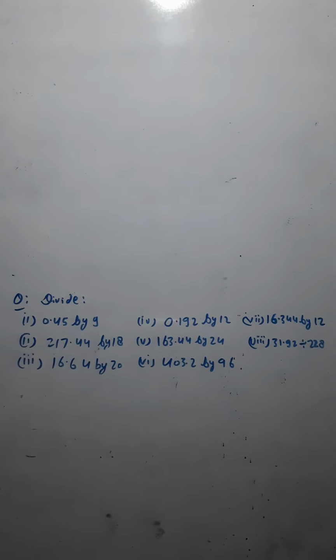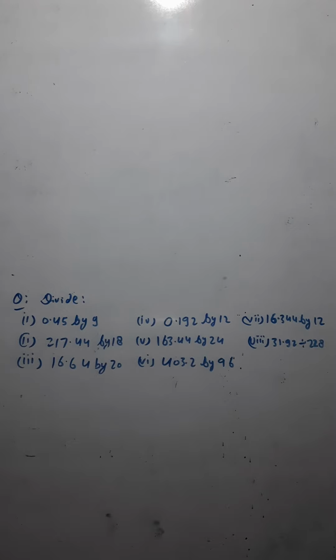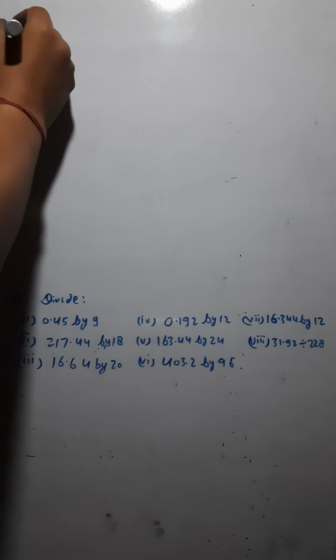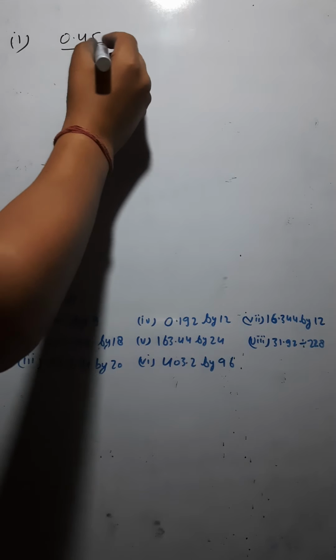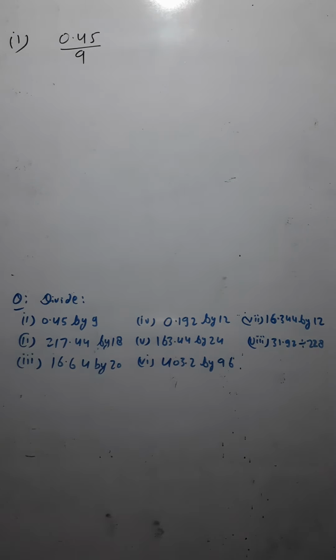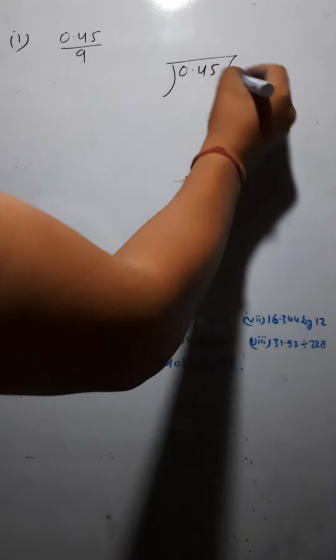The next question is divide, first one, 0.45 by 9. Let's say you have to divide 0.45 by 9. How do you divide this? This is the first one, 0.45 by 9. So the normal division that you are already doing and knowing, we would do here, meaning 0.45 is to be divided by 9.